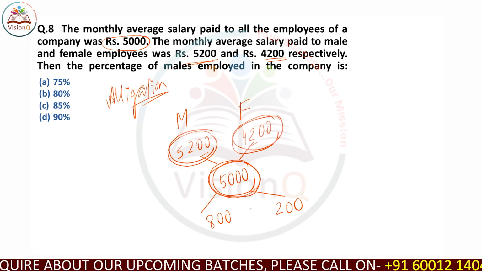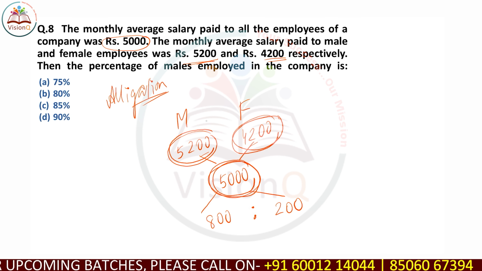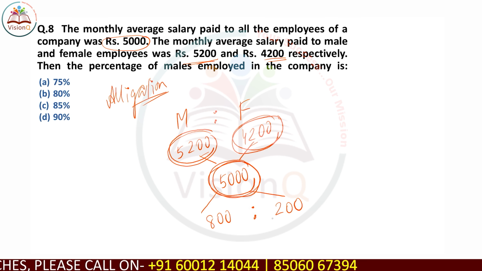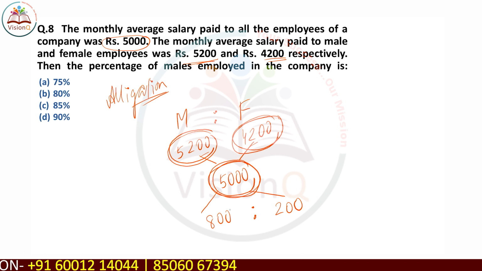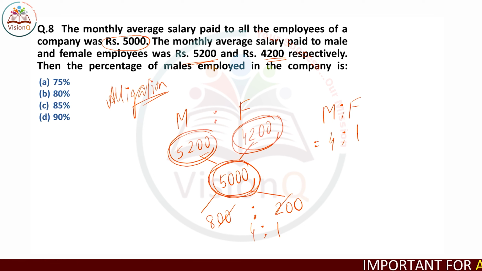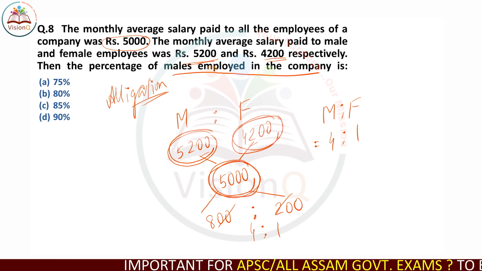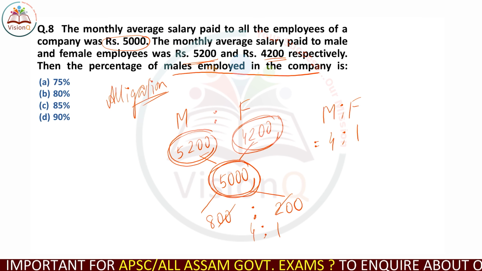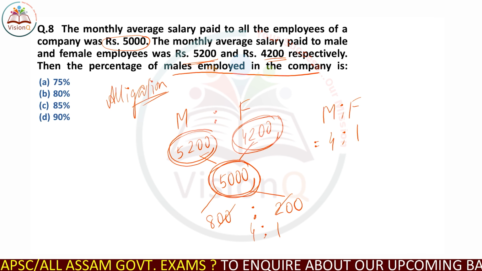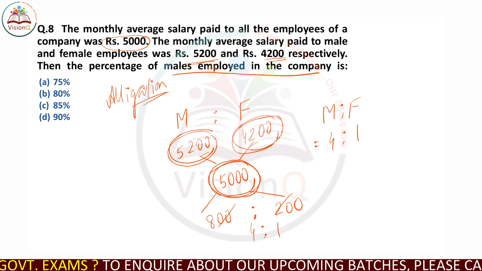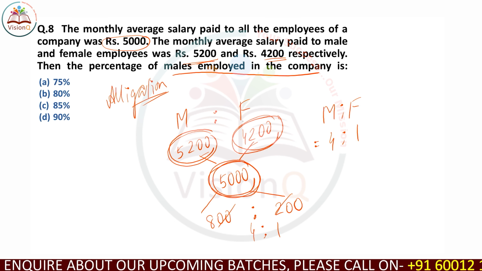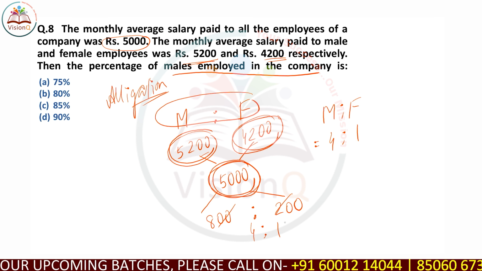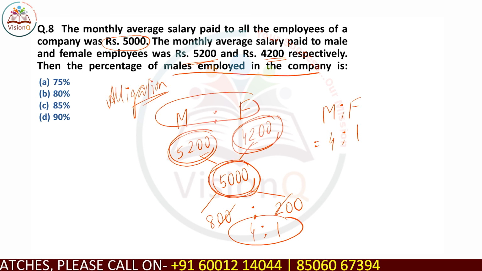Now, as per the concept of alligation, what happens? This ratio and this ratio are the same. This ratio is nothing but the ratio of male to female, which is 4:1. That is, the male to female ratio is 4:1. So next it is asked to find out the percentage of males in the company. So I have got a ratio of male to female. In the concept of alligation, every time we will get a ratio of the male and female in such questions, as per the concept of alligation.